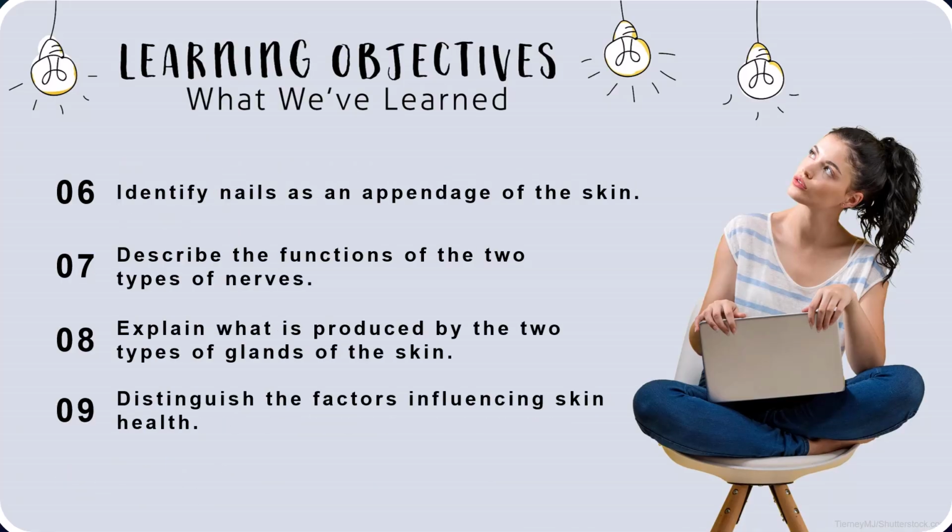also identify nails as an appendage of the skin, describe the functions of the 2 types of nerves, explain what is produced by the 2 types of glands in the skin, and distinguish the factors influencing skin health. And that is going to conclude our Chapter 3, Physiology and Histology of the Skin.